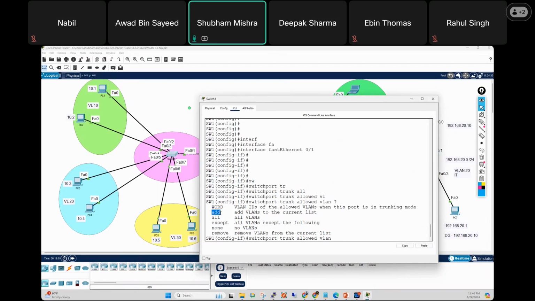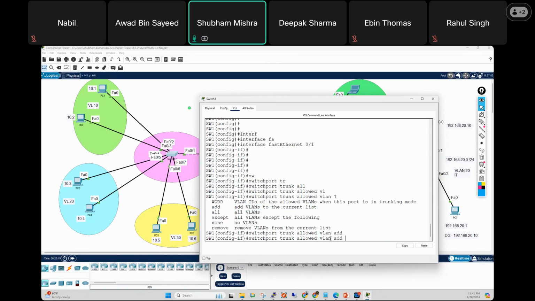Add means add the VLAN to the current list. Right now, let's suppose VLAN numbers 10, 20, 30 are allowed. And let's suppose a new project came and you allow VLAN number 40 there for that project. So you now allow VLAN 40 here also. Here you will add which command? Add VLAN 40. Only 40. This is the command.